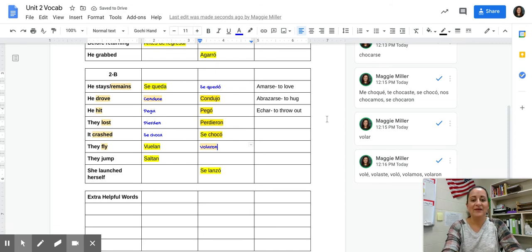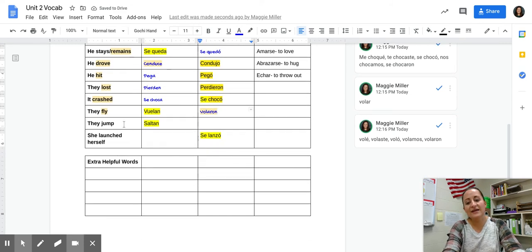All right. Then we are on to they jump. They jump is saltan. Saltan. So tell me, is this going to be an AR or an ER-IR verb? Think to yourself.